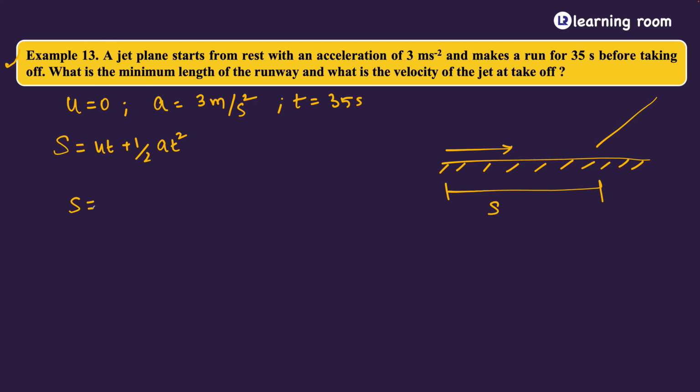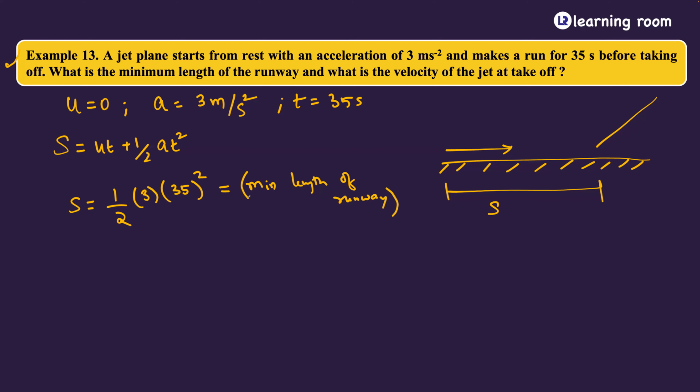Substitute u as 0. S is equal to half into 3 into 35 square. When you calculate this, you will get a value out of this, and that is going to be the minimum length of the runway. Second, what is the velocity of the jet at takeoff?